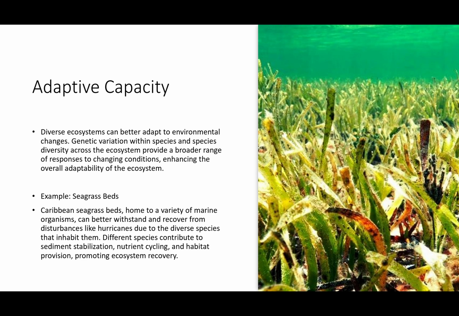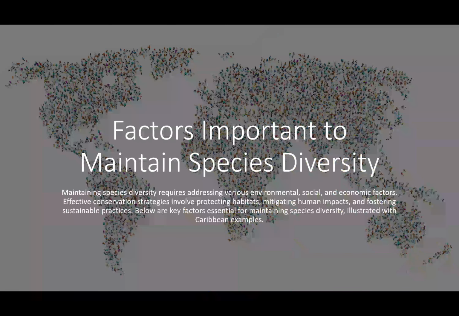For example, the seagrass beds that span across the Caribbean Sea are home to a variety of marine life. If there are any disturbances here, the diverse species will inhabit all of them. Different species contribute to sediment stabilization, nutrient cycling, and habitat provision, etc. So we have all of those things there.